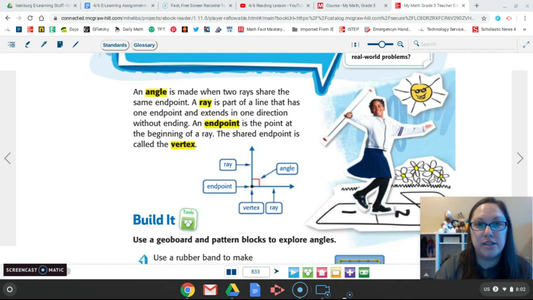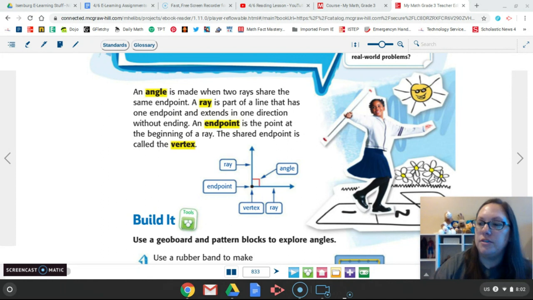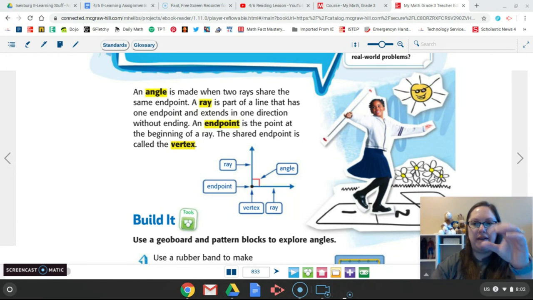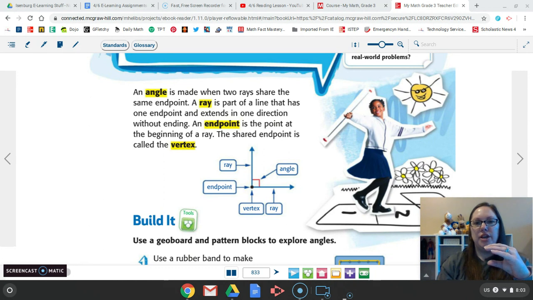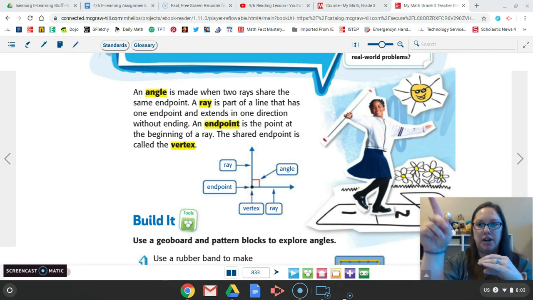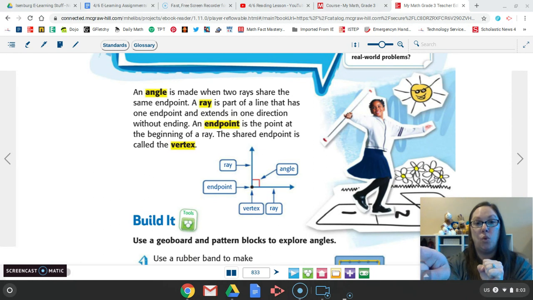Well, so then you might be wondering, okay, so what's a ray? And then they go on to explain that. A ray is part of a line that has one endpoint and extends in one direction without ending. So a ray, I like to think of a ray of sunshine, right? So if you have the sun and it starts shining, the sun doesn't shine backwards on itself, right? The rays of the sun only go outward. So a ray can only go forever and ever and ever in one direction. So it has an endpoint. Think about that as your sun. And then it extends forever in one direction.